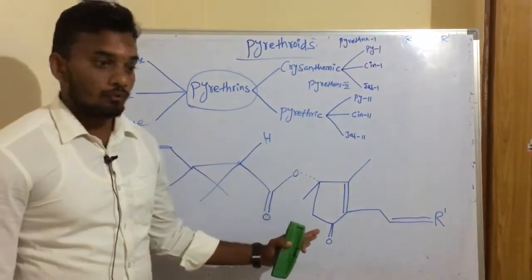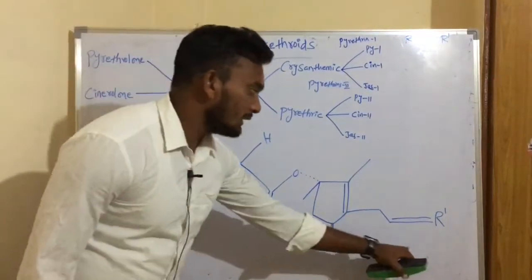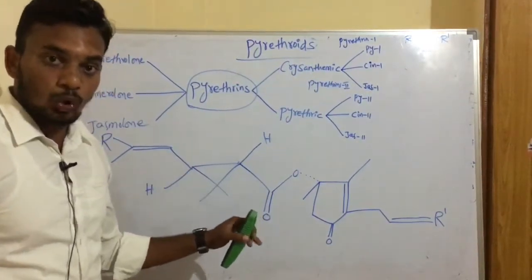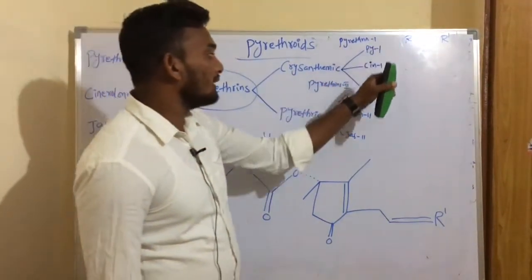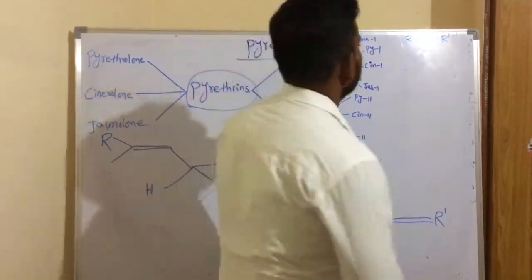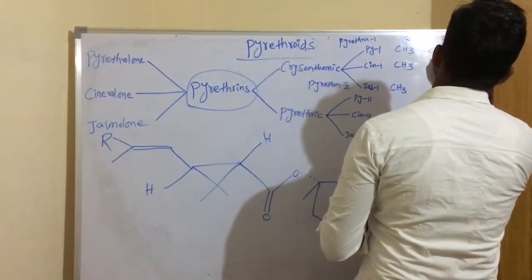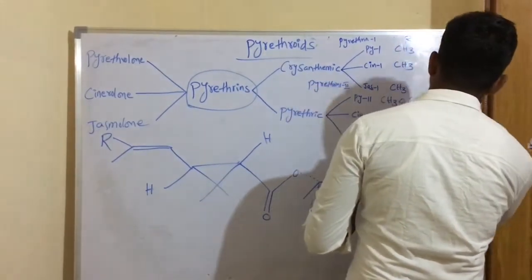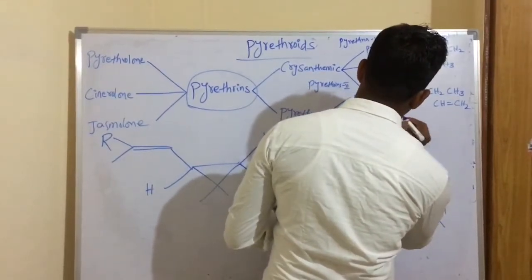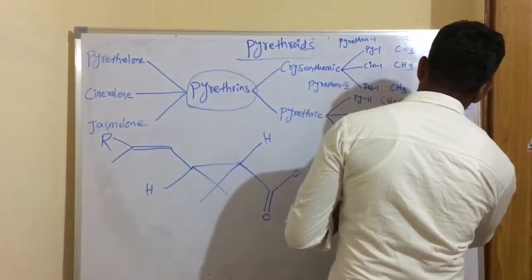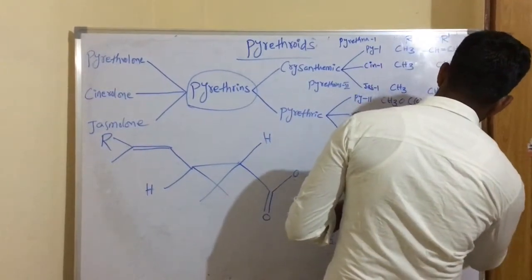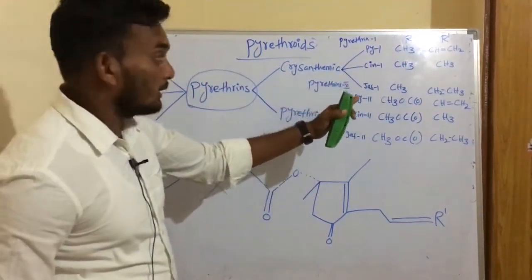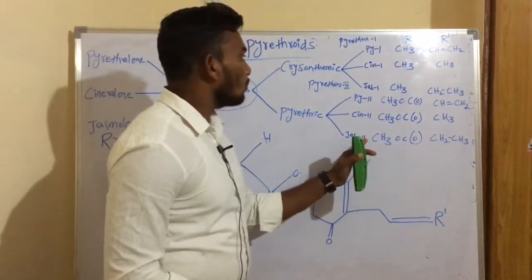So this is the skeletal structure of pyrethrins, and here you can observe two alkyl groups, that is R and R1. If R and R1 change, which means the alkyl group changes, the resulting component also changes. So let us see how these six components have different alkyl groups, R and R1. So these are six different alkyl attachments for these six different components. So this is how pyrethrins are formed.